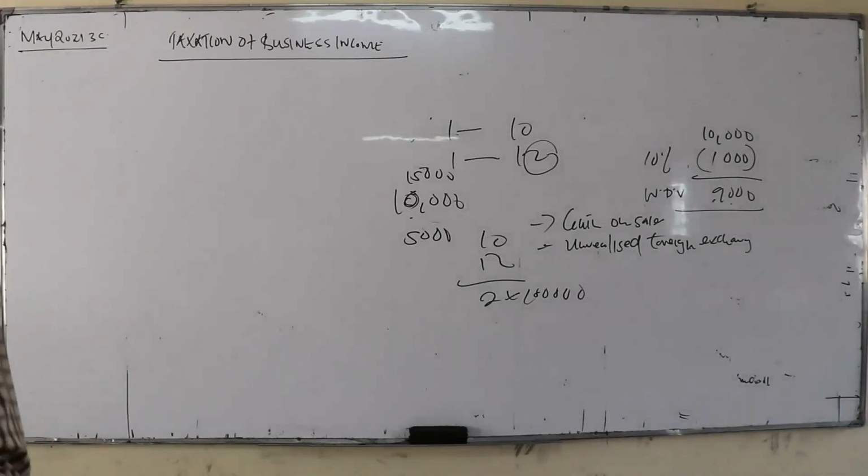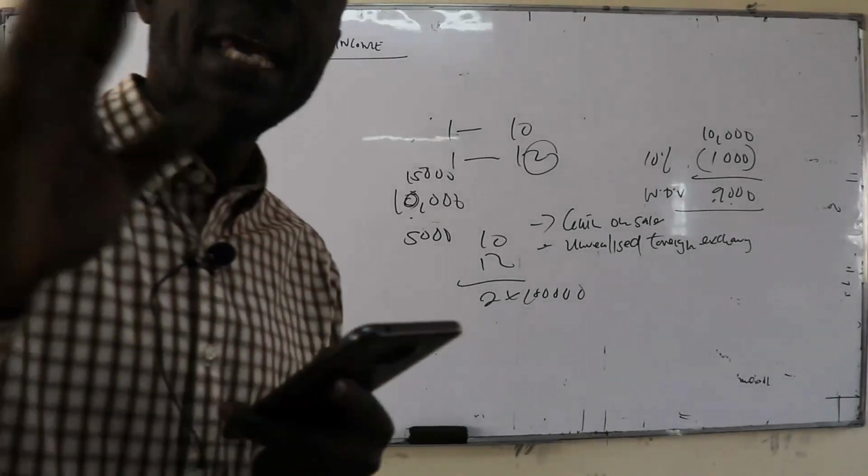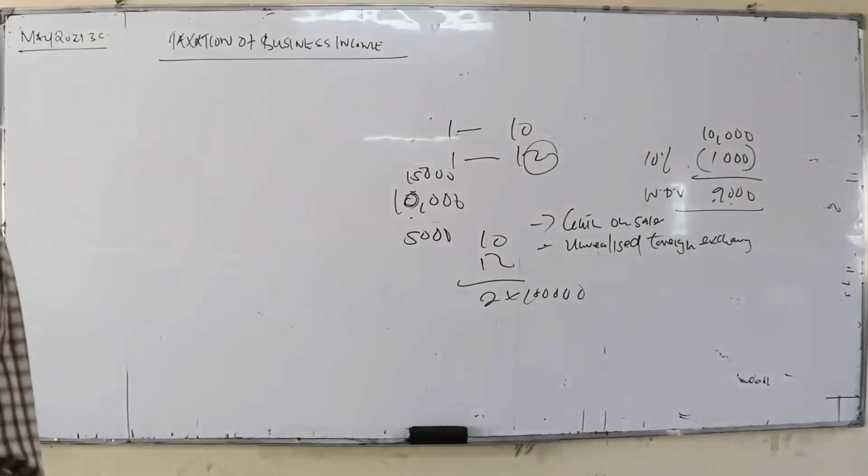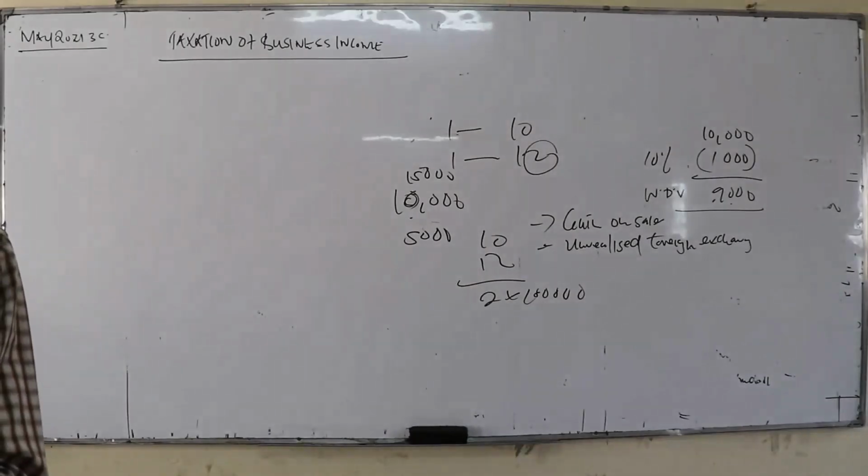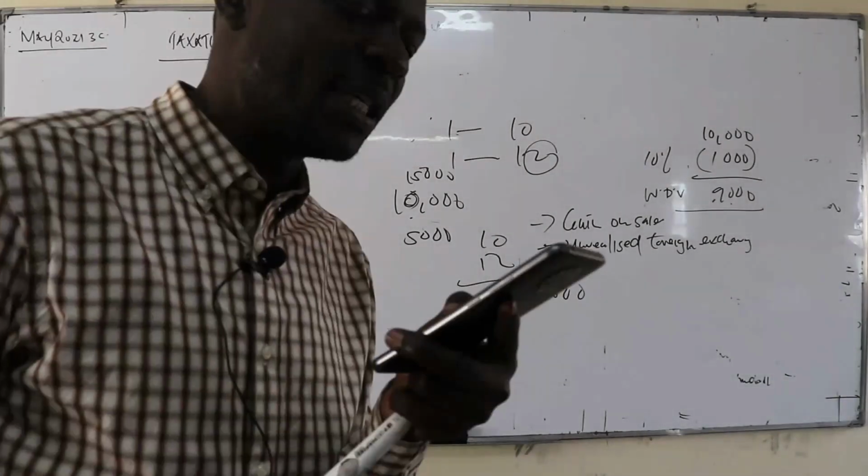So if you acquire a loan, you pay interest on that particular loan. If the loan is connected to the business, to develop the business, the interest you pay on that loan is allowable. And then advertising expenses of revenue in nature.